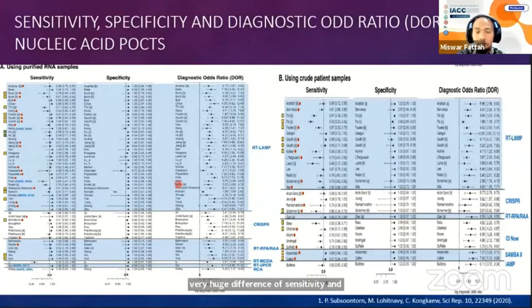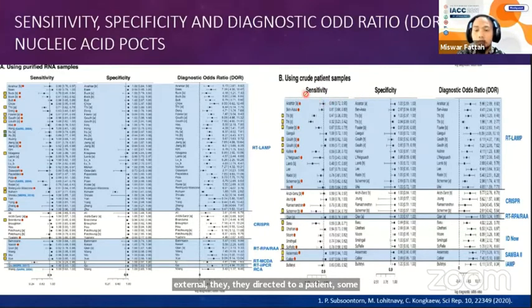And based on meta-analysis, the sensitivity and specificity, especially for POCT, are different too, because some Indonesian laboratories, small laboratories, utilize POCT systems. They have two different types. Some POCT use purified RNA. Some utilize crude patient samples, so there is no extraction process externally. They go directly to crude patient samples.